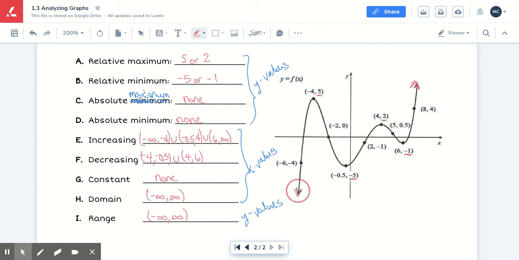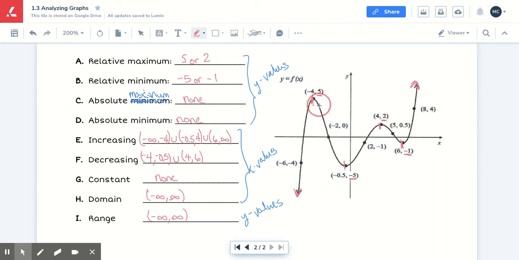Intervals of increasing, there are 3 of those. Remember, we're listing the x's. So it is increasing from -infinity to -4, all until we get to this point here. Then also from -0.5 to 4. And then also from 6 to infinity. For decreasing, it's decreasing from -4 to -0.5, and then also from 4 to 6.